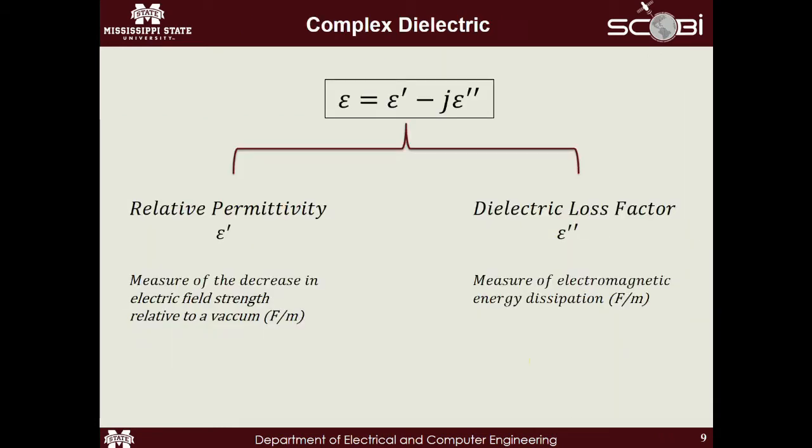Complex dielectric, I'm sure you probably know about this, but each element within the corn canopy is going to have a different sort of water content. Water content is the driving factor in describing your relative permittivity. If you have a different kind of medium, we can account for that as well. But for these cases, we need to define our complex dielectric, which is a measurement of the relative permittivity, which measures the decrease in electric field strength relative to a vacuum, and our dielectric loss factor, which is a measure of the electromagnetic energy dissipation.